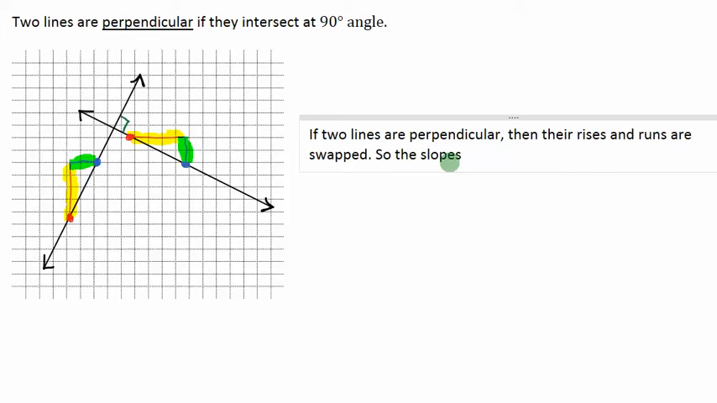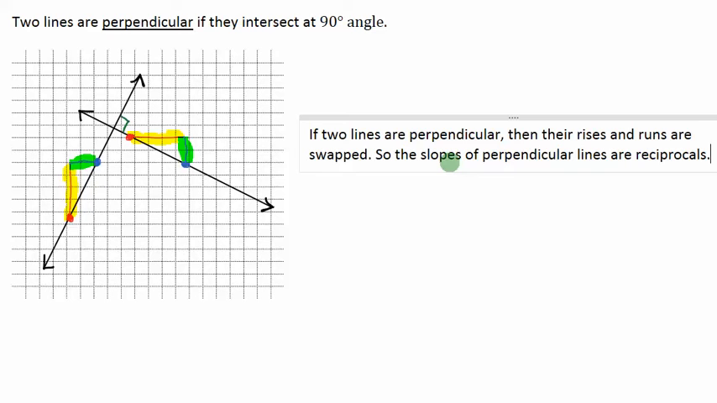Okay? So what does that tell us about the slope of perpendicular lines? So the slopes of perpendicular lines have the rise and the run switched. So instead of being rise over run, it's like run over rise. That means they are reciprocals. That's what it means when you flip a fraction over. So the slopes of perpendicular lines are reciprocals.